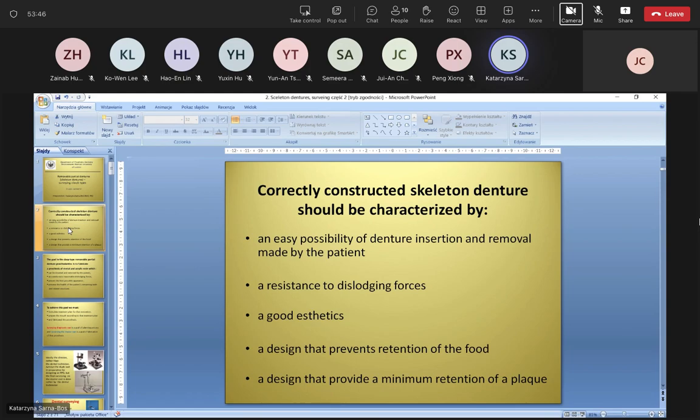A correctly constructed skeleton denture should be characterized by an easy possibility of denture insertion and removal by the patient. It should be characterized by resistance to dislodging forces, good aesthetics, a design that prevents retention of food, and a design that provides minimum retention of plaque.